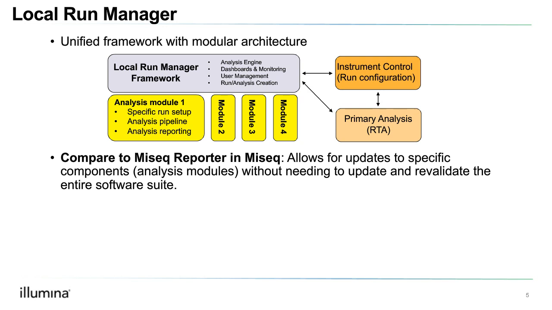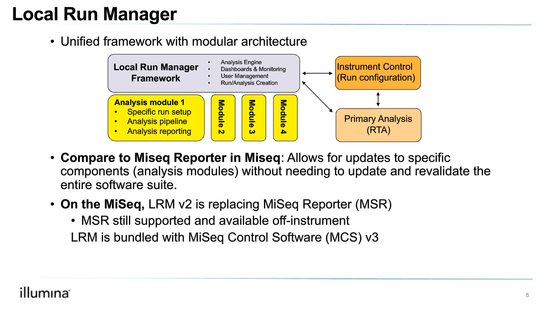Compared to MiSeq Reporter, if you are using a MiSeq instrument, the benefit of this architecture is that it allows updates to specific components without revalidating or reinstalling the entire software suite. If you are familiar with MiSeq Reporter on the MiSeq instrument, you might be aware that if you want to add a new analysis, you need to update the entire software, or if there is a bug fix, you need to revalidate the entire software suite. But this is not the case with Local Run Manager. We just need to update one module, and everything else will stay the same.